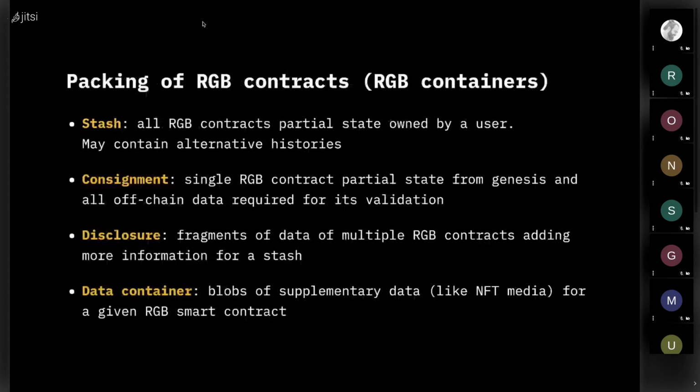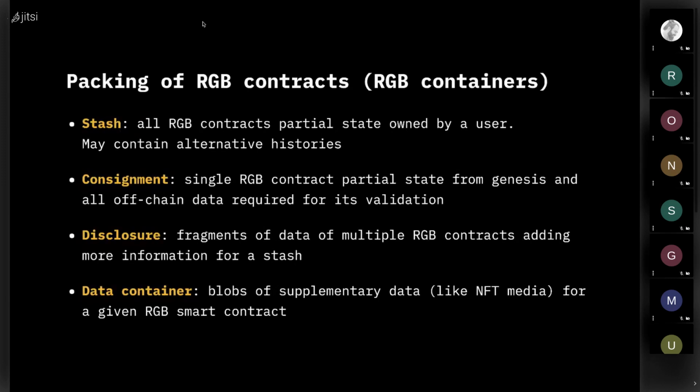Final two slides: how all these nodes and RGB smart contract data can be packed. They are packed into structures which we call RGB containers. And these containers serve different purposes. We have four main types of containers. The first container I was already talking about is a stash. And stash is all RGB contracts. It can be multiple contracts plus schema. The stash includes all RGB contracts and schemas owned by a user.